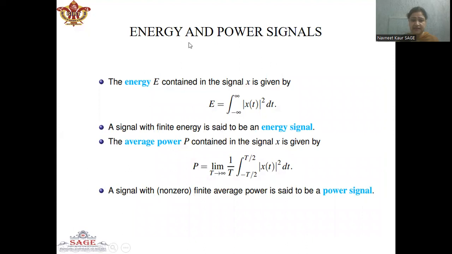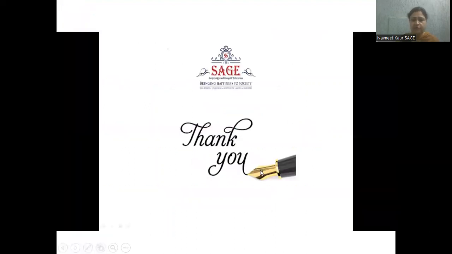Now any signal which has finite energy but zero average power is known as an energy signal. Whereas any signal which has finite average power but infinite energy is said to be a power signal. Now, this is all for the classification of signals.